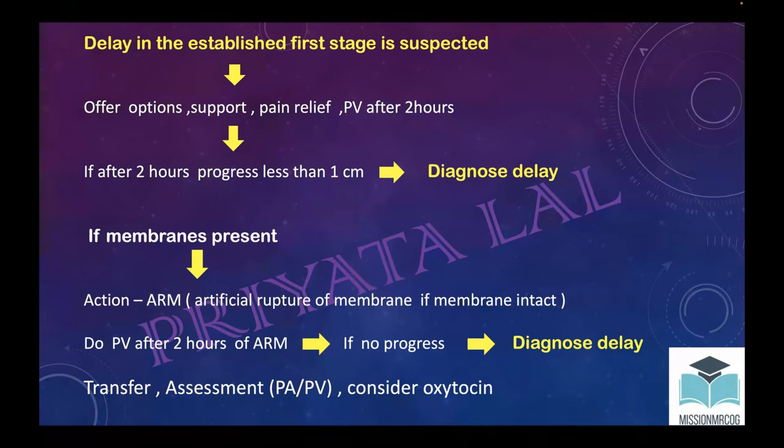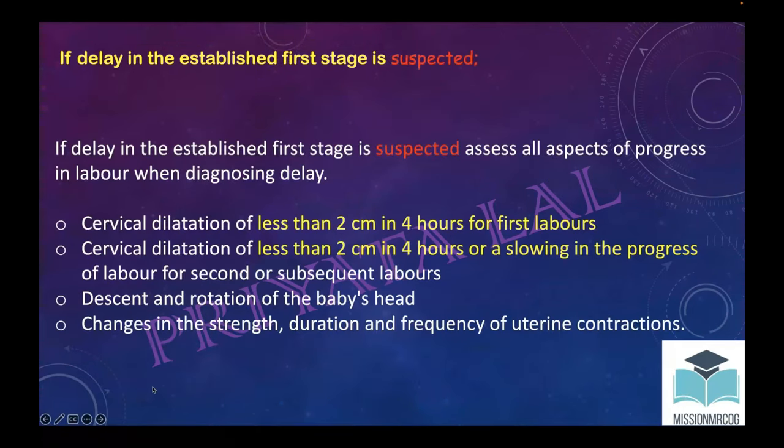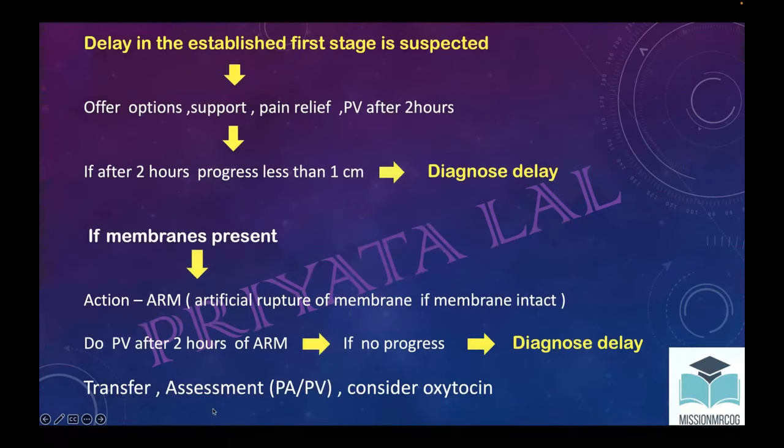Why for? From where is this? See, if you have this kind of suspicion, 4 hours have passed and the progress is less than 2 centimeters, then you will suspect delay. Now, there could be two types of patient. One type is without membrane. If the patient is without membrane, you give all the options of support and pain relief, and again do PV after 2 hours, and if it is less than 1 centimeter, then you will diagnose delay.